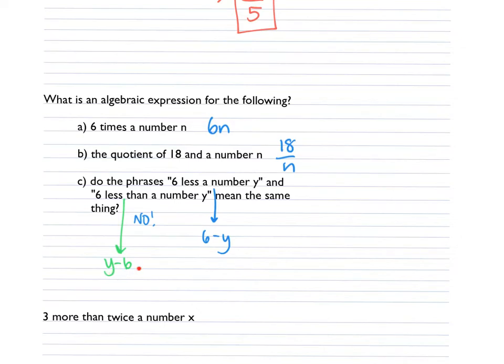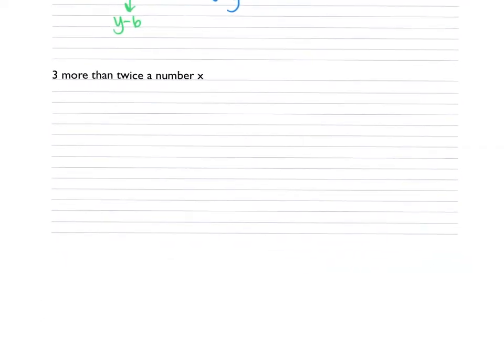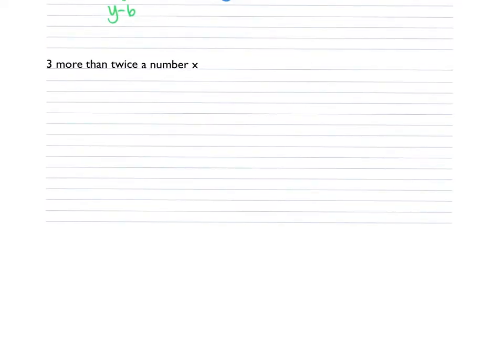Okay, so those are all just one operation expressions. So we're going to move on to 2 operation expressions. This one says 3 more than twice a number x. So we're going to split this up here, right? More than means plus, this is 3, and then twice a number x means 2x, 2 times x, which we just write as 2x. So this means 2x plus 3.